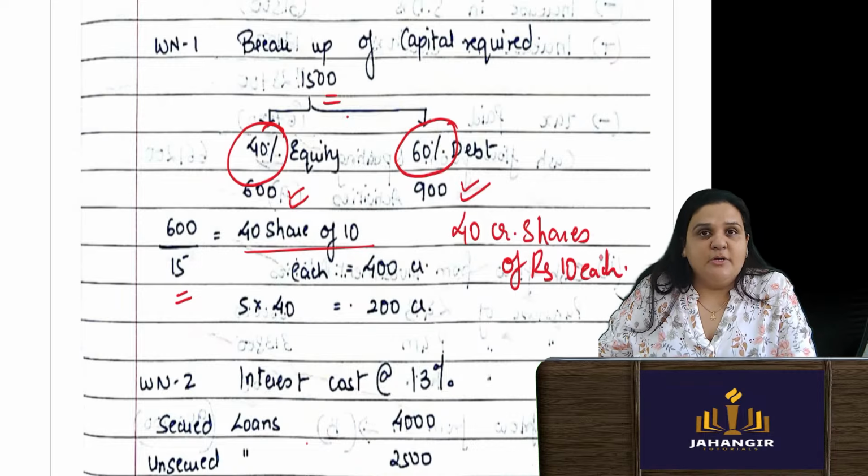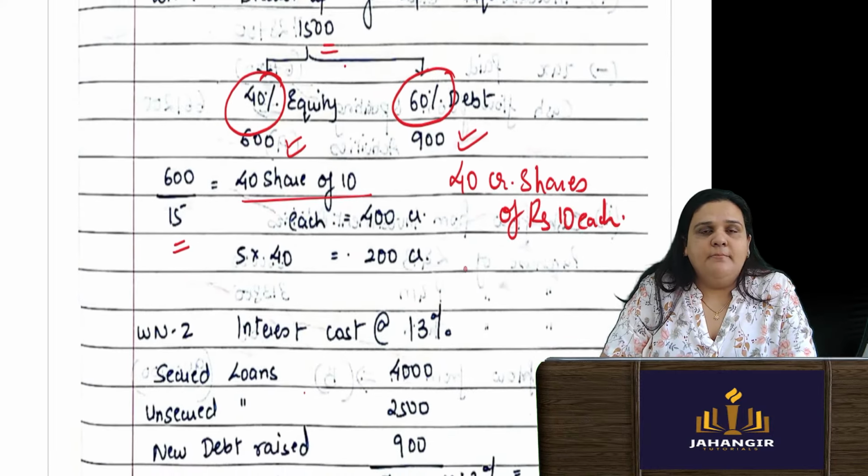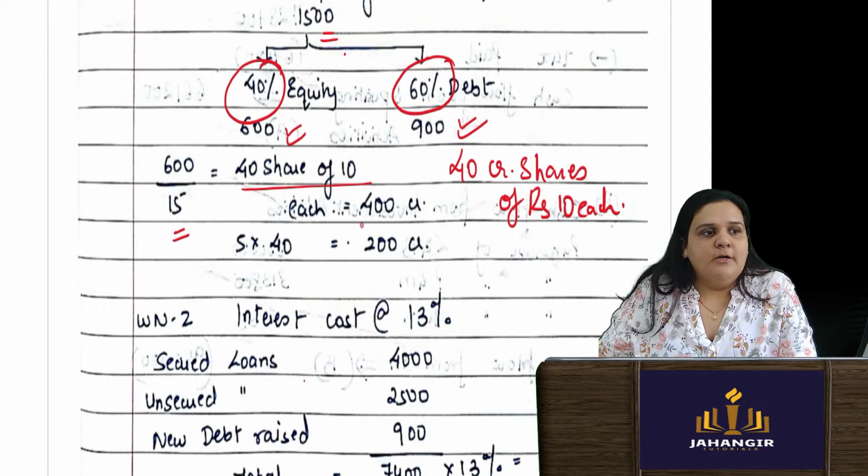Why 10 each? Because that is the face value. And 5 rupees is the premium. So 40 crores will be what? 400 crores. 40 into 10. Right? Face value into number of shares. And here number of shares into the security premium.